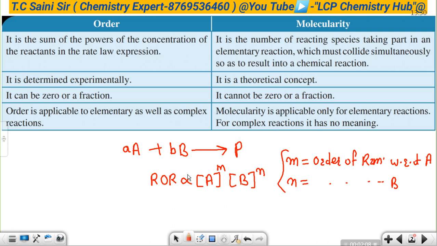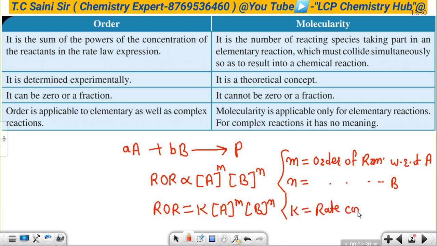When you remove this proportionality sign, you get the proportionality constant, that is k, and here k stands for the rate constant. What is k? k stands for the rate constant, and the rate constant does not depend on the concentration of reactants. Rate constant depends on the order of reaction.